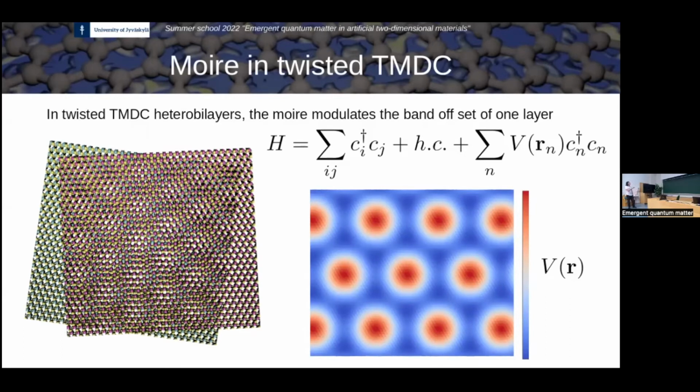And of course, if you have a twisted TMD, since you have an underlying triangular lattice, your moire potential is going to have a triangular lattice. And essentially, the moire lattice constant, or the moire length, depends on two different parameters. It depends on the lattice mismatch between the two TMDs. So of course, TMDs have very similar lattice constants, but not exactly the same. So that is going to be one of the parameters, and the other parameter is going to be the angle between the two different TMDs. So essentially, with the angle, you can control the length scale of this moire potential.